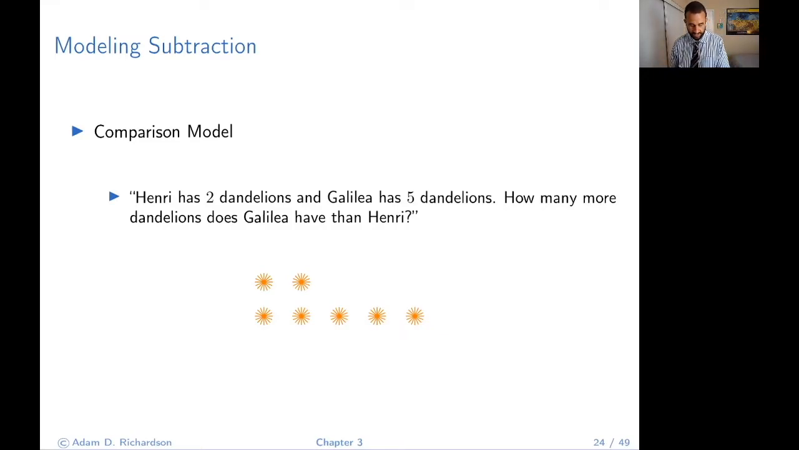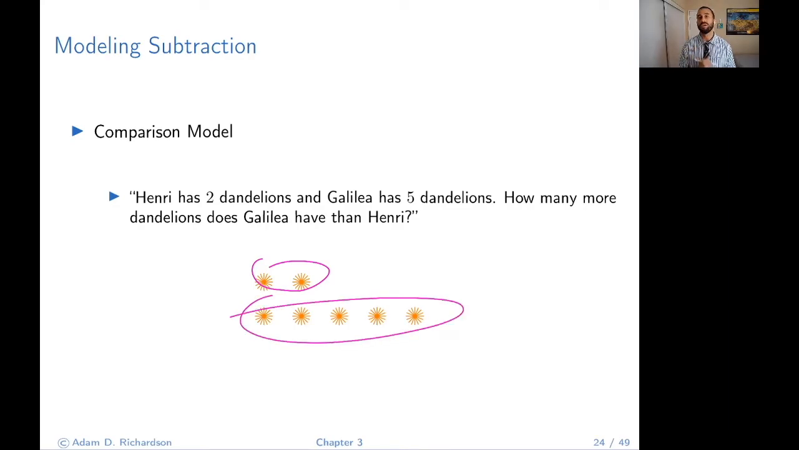Another model is called the comparison model, and this is a really good one for children, and you can do it with strip diagrams, with objects, with anything. So let's say Henry has 2 dandelions, and Galilea has 5 dandelions. How many more dandelions does Galilea have than Henry?